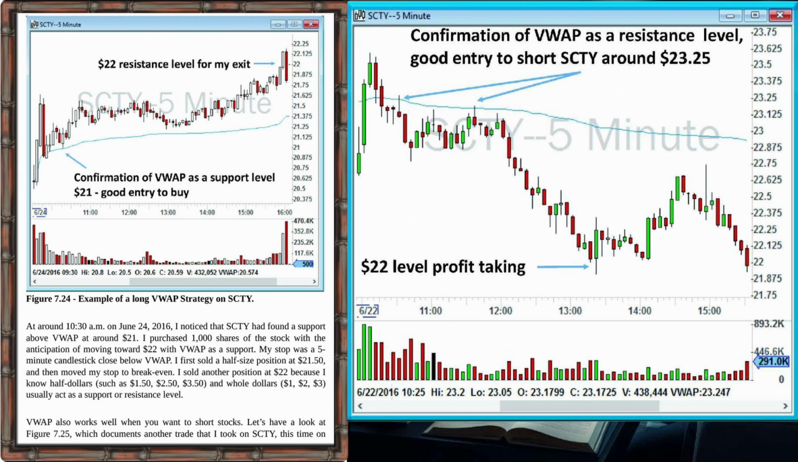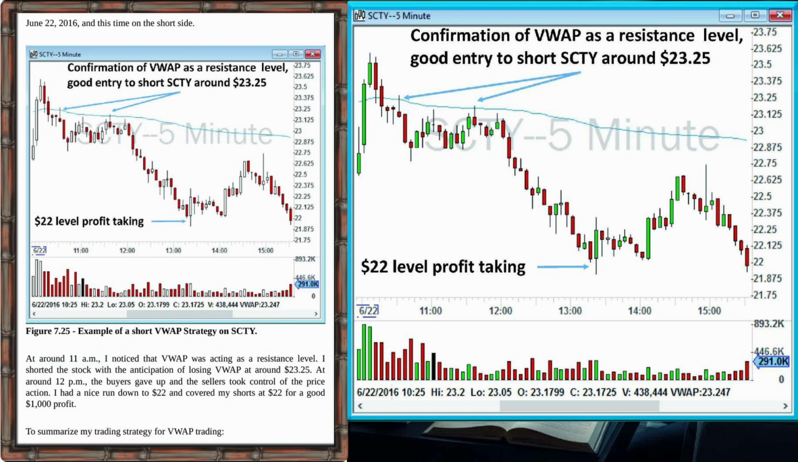Let's have a look at Figure 7.25, which documents another trade that I took on SCTY, this time on June 22, 2016, and this time on the short side. At around 11 a.m., I noticed that VWAP was acting as a resistance level. I shorted the stock with the anticipation of losing VWAP at around $23.25. At around 12 p.m., the buyers gave up and the sellers took control of the price action. I had a nice run down to $22 and covered my shorts at $22 for a good $1,000 profit.